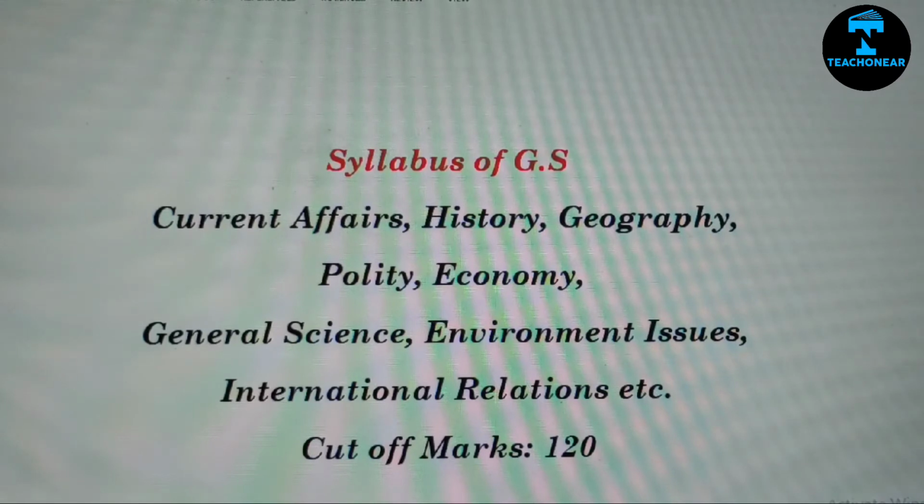Come to the syllabus of GS or paper 1. What is the syllabus? Current affairs, history, geography, polity, economy, general science, environment issues, international relations, etc. And the cut-off marks generally in this paper 1 is 120 marks. If a candidate scores 120 marks, then he will be called for the main exams.